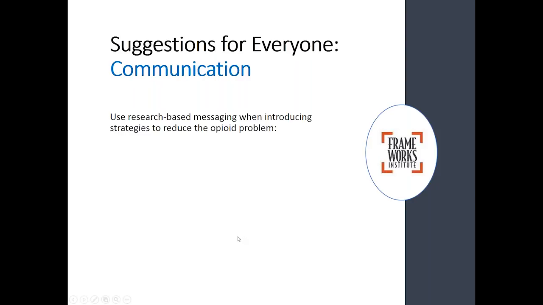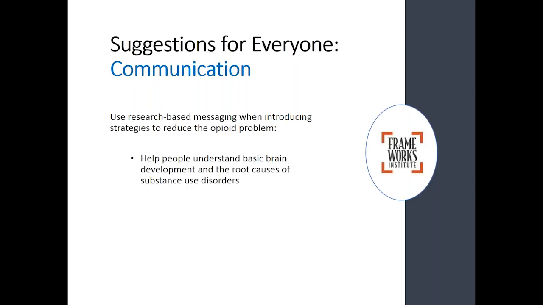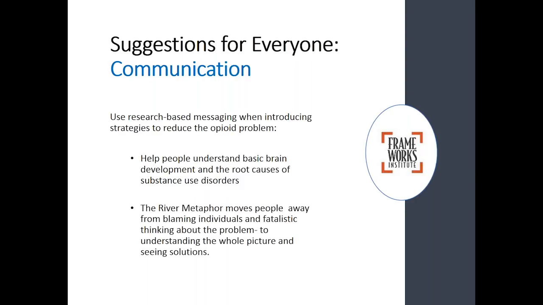When presenting new strategies like a new location for a needle exchange or changing a police policy to divert more people to treatment rather than jail, talking about brain development and the root causes of substance use disorders is an important part of helping the public understand the problem. Using the river metaphor helps move people away from blaming individuals and having a fatalistic view of the problem to understanding the whole picture and seeing their part in the solution.